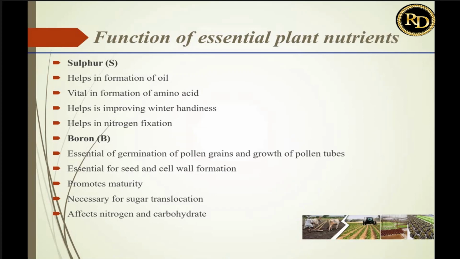And then boron is one of the most essential elements for ensuring fruit formation, because boron is responsible for pollen tube germination. If boron is absent at the time of flowering and fruiting, then there will be no pollen tube formation. And if the pollen tube is not formed, then the fertilization process will not take place.